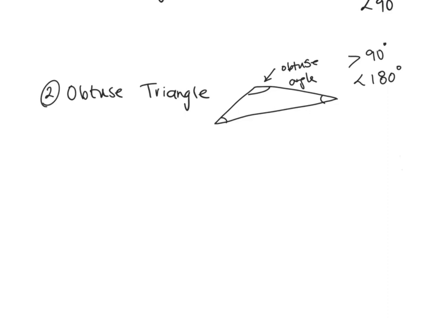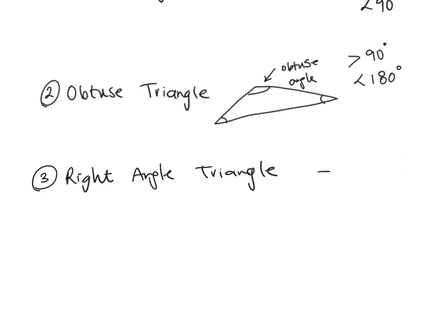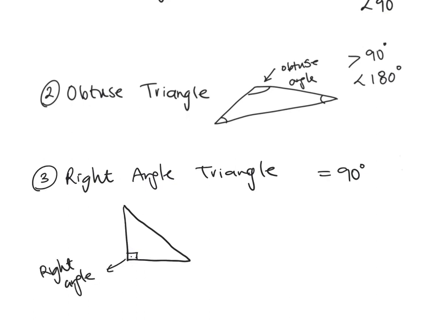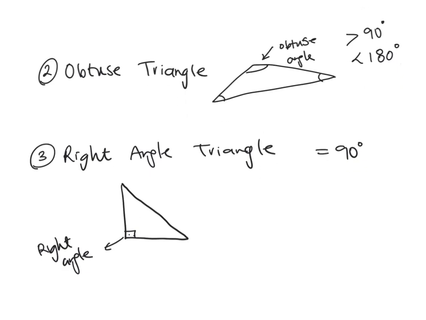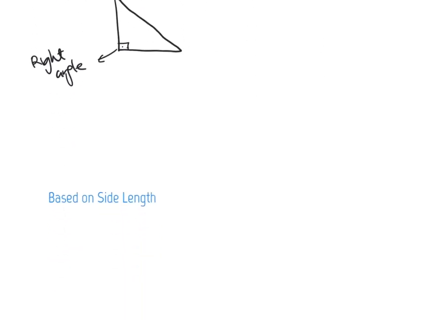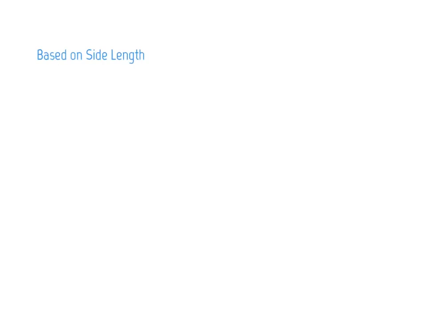Our third type of triangle based on angles is a right angle triangle. Now, a right angle is exactly 90 degrees and it can be represented with a square. So this angle over here is called a right angle. Alright, so these three types of triangles were based on angles.